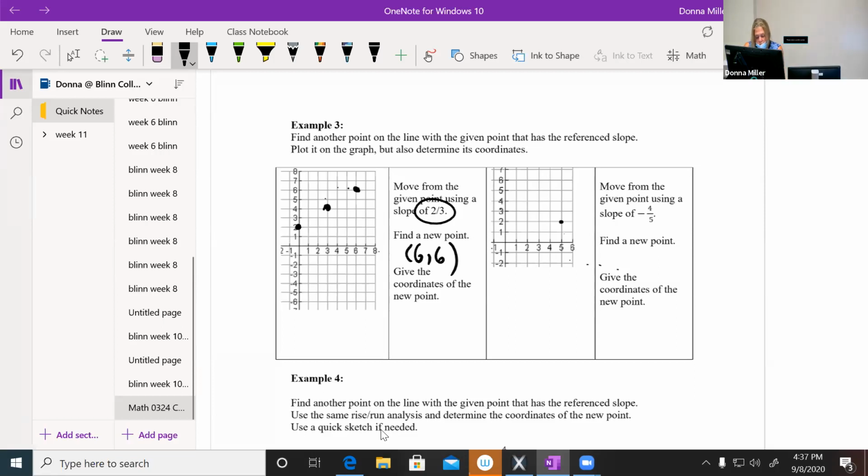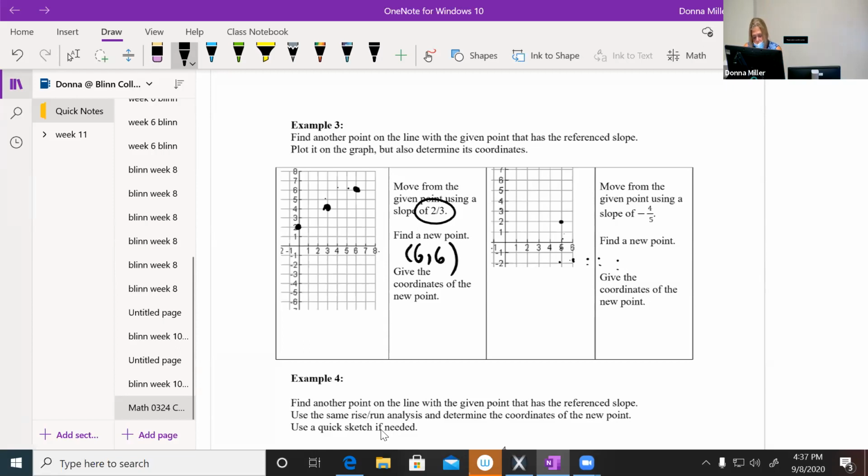All right, so this next line, the slope is -4/5, so that means I'm going down 4 and over 5. Now, here's the problem. If I start at the point, I go down 1, 2, 3, 4, over 1, 2, 3, 4, 5. I'm off the graph, right? That's a bit of a problem. So I'm going to go backwards. I'm going to go up 4 and 5 to the left.